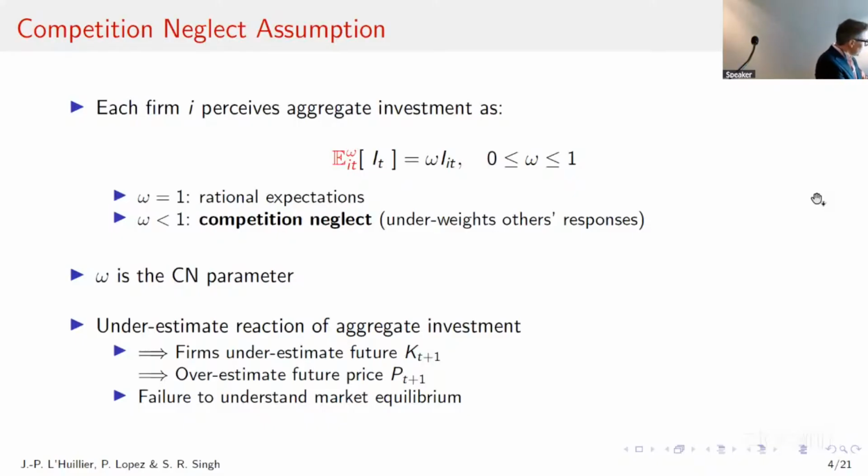And so what this means basically is, suppose the shock is positive. This means firms underestimate the reaction of aggregate investment, meaning firms underestimate the future amount of capital, and they overestimate the future price. And so that's going to push them to invest excessively compared to rational expectations. That's kind of the key ingredient. This is also going to be the key reasoning that goes through in RBC. This is why we think this toy model is useful. But it's basically a failure of the firms to understand the market equilibrium.